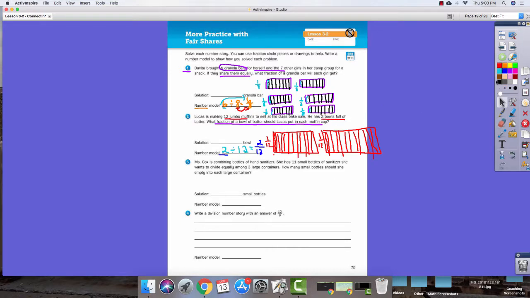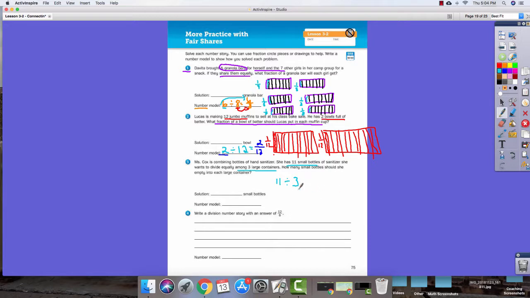So let's look at this one. This last one's a little bit different, but the same idea. Miss Cox is combining bottles of hand sanitizer. She has 11 small bottles of sanitizer she wants to divide equally among 3 large containers. How many small bottles should she empty into each large container? Okay. Well, again, I need to think about what I am splitting up. She has 11 small bottles. She wants to divide equally among 3 large containers. So in this case, she's splitting up the 11. And how is she doing it? Well, she wants to put them equally into 3 larger containers. So she's doing 11 divided by 3 here.